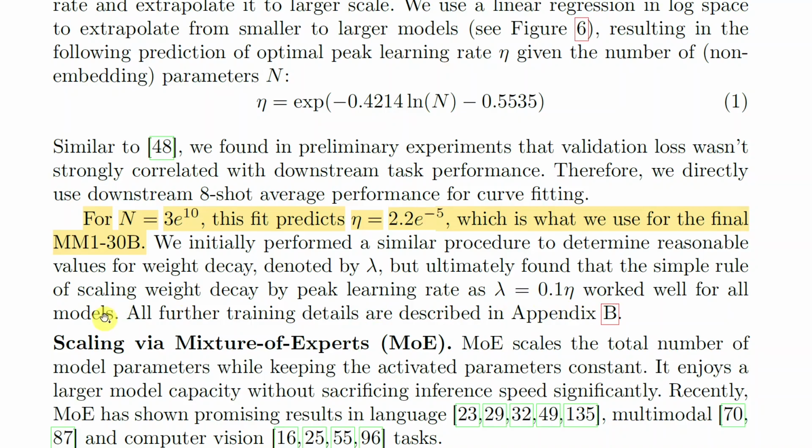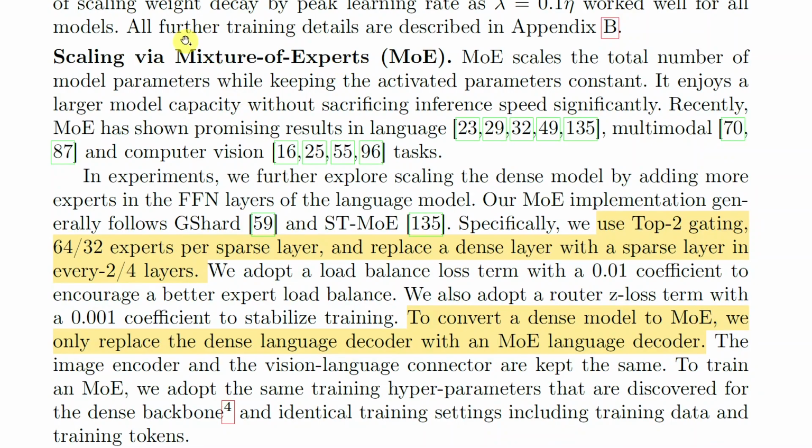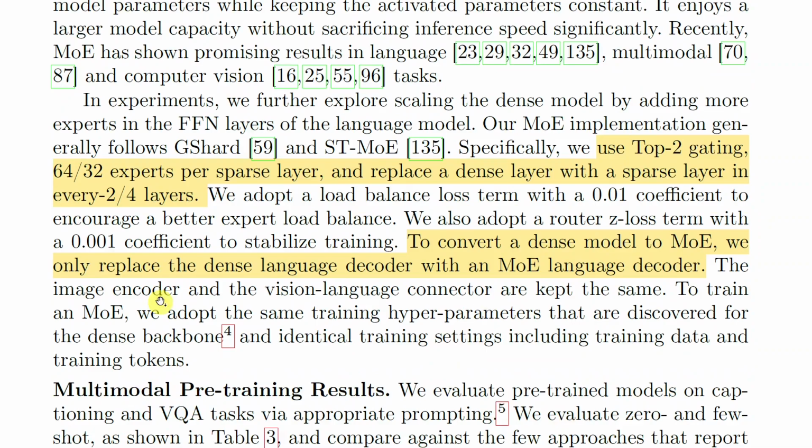Another scaling was done using mixture of experts. Either a top-two gating mechanism with 64 or 32 experts per sparse layer, replacing the dense layer with a sparse layer every 2 or 4 layers. To convert the dense model to a mixture of experts, they only replace the dense language decoder with a MoE language decoder.